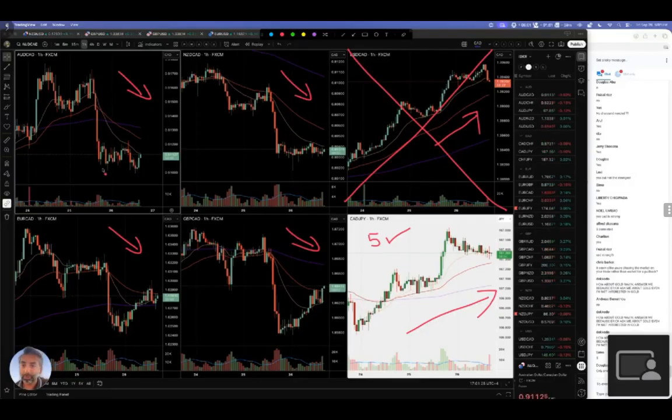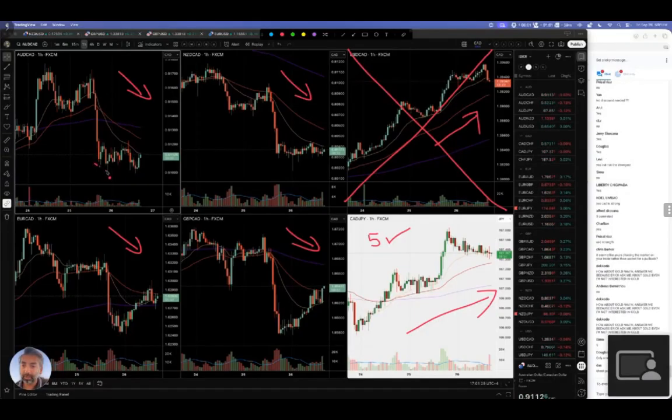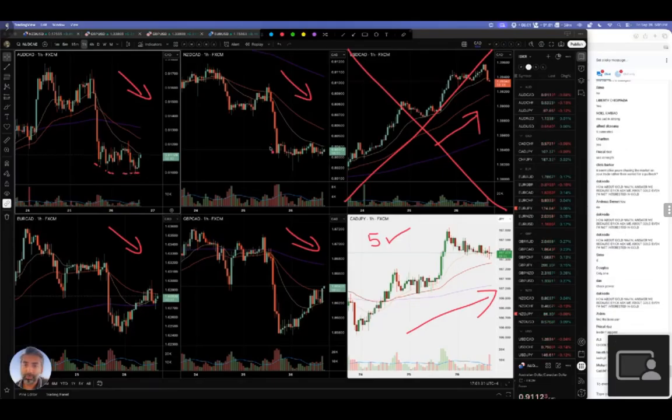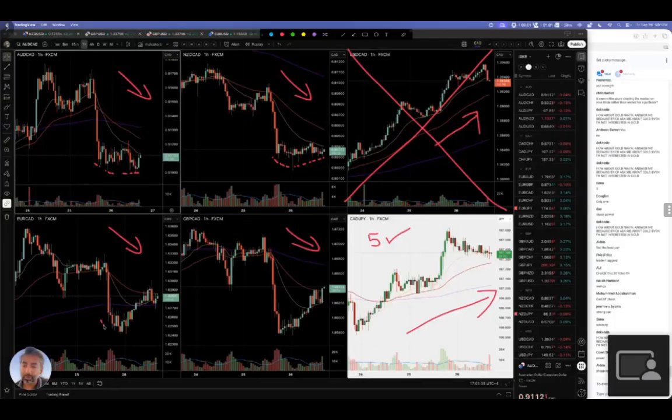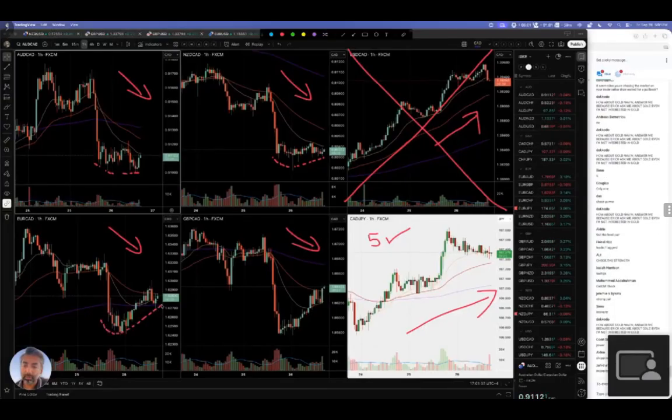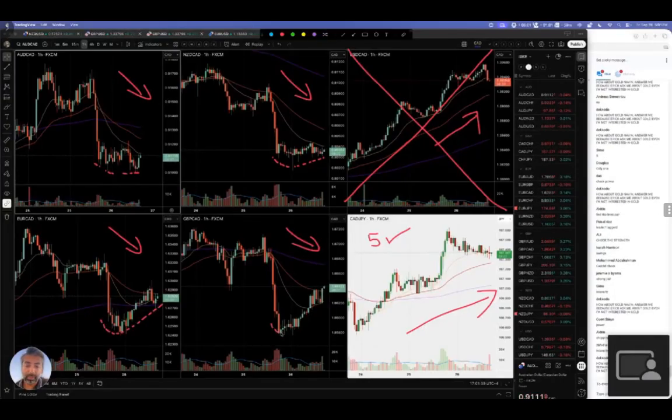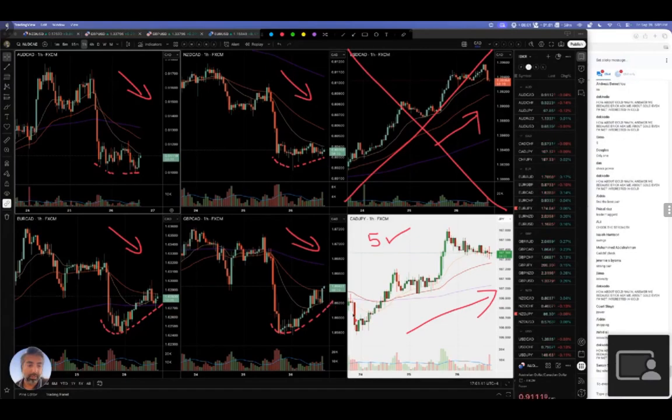It was super strong down and then strong up, and then it seems like it's losing its momentum.